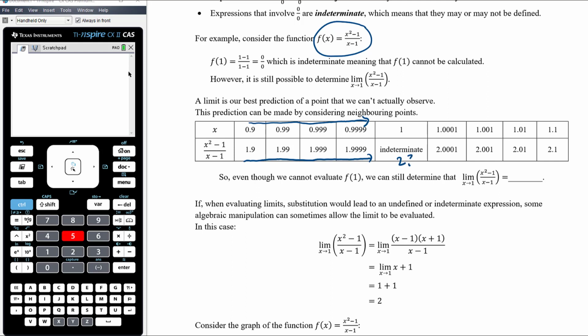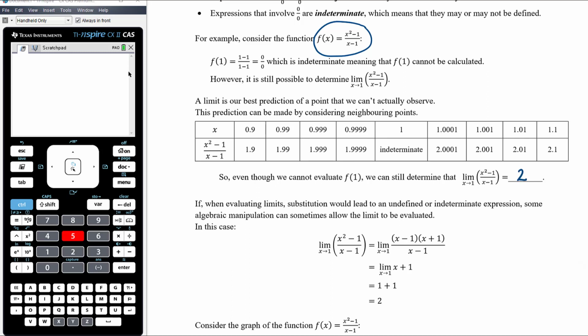The same thing happens as we approach 1 from above. So if we look at when x equals 1.1, 1.01, 1.001, so we're getting closer and closer to the value of 1, we can see that the value of the expression is also, from both sides, getting closer to the value of 2. And so even though we can't actually evaluate f of 1, we can still determine that the limit as x approaches 1 of this expression is equal to 2.